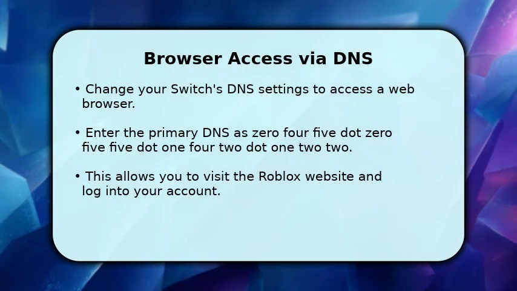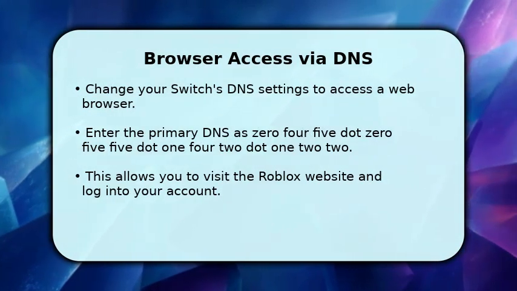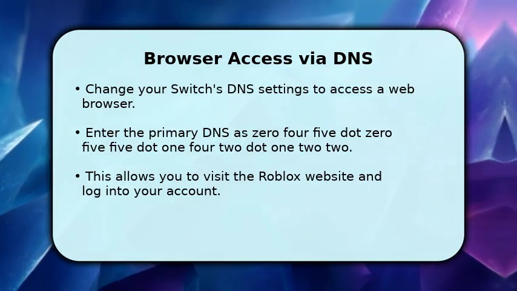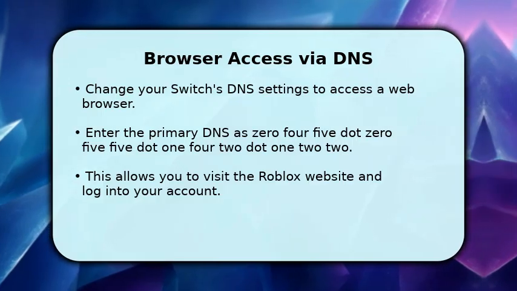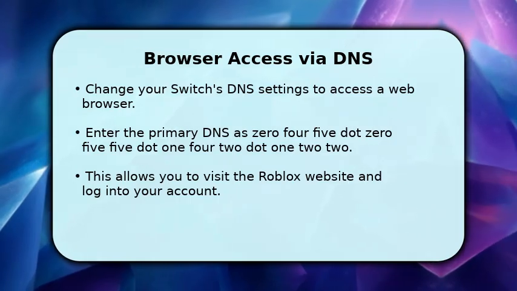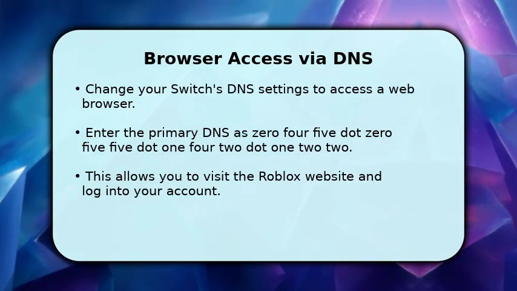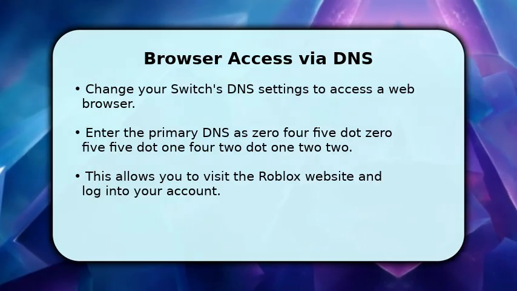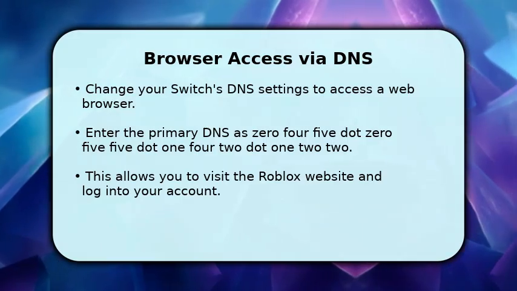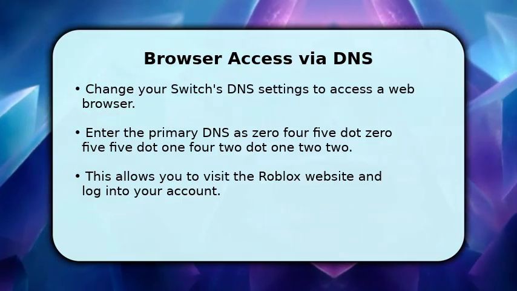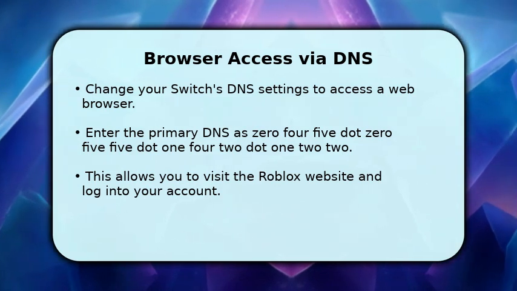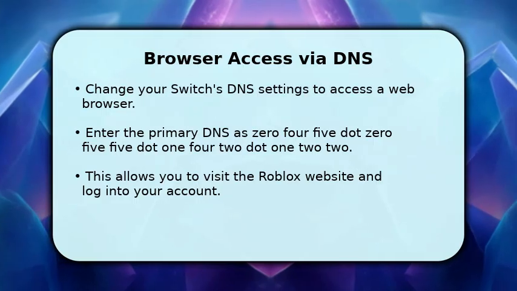Our first method involves a clever DNS trick to access Roblox through your Switch's web browser. First, navigate to your system settings, then Internet settings, and change your DNS to manual. For the primary DNS, input 045.055.142.122. After saving, attempt to connect to your network. When the connection fails, you will be redirected to a special page where you can access Google and then the Roblox website. Remember, this is for browser access only.